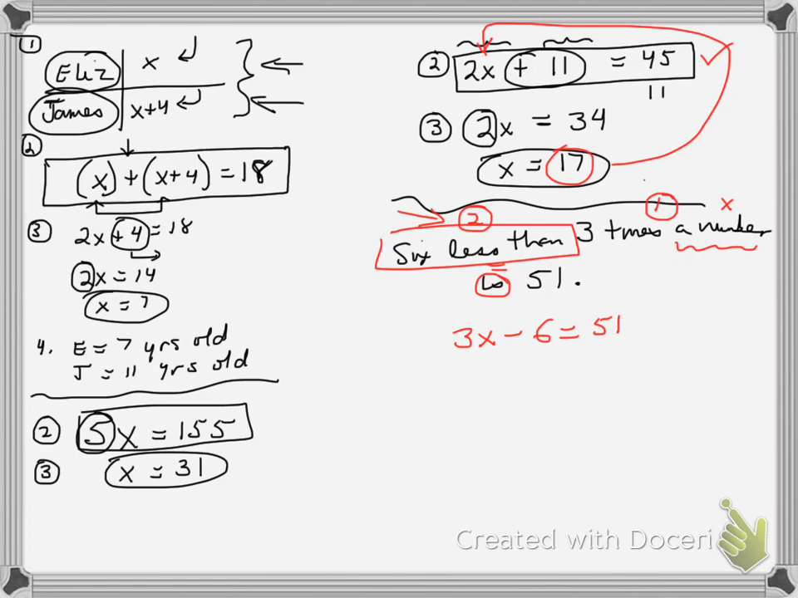And now we just need to solve it. I need to get rid of this first. So I'm going to have 3x equals, the opposite of subtraction is addition. So that would be 51 plus 6, 57. I need to get rid of this next. x equals, the opposite of multiply is divide. 3 goes into 5 one time with the remainder 2. 3 goes into 27 9 times. So the number would be 19.